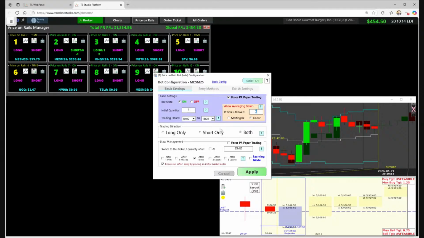We are changing the contract. We are paper trading. This is the flag that shows that we are paper trading. If it's purple, it's paper trading. Paper trading is the built-in account that we have inside the platform. And after one loss here, we have this switch for the contract MES M25.